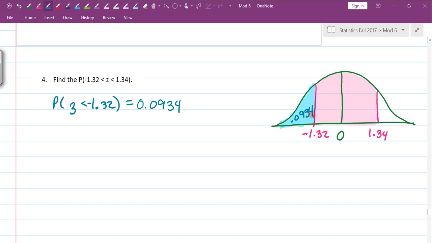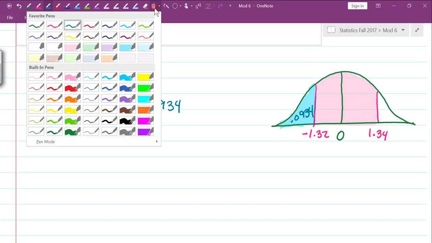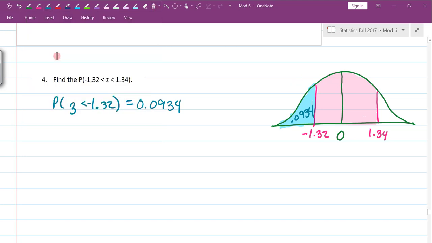I need to know this area in here. So now if I look up the area for 1.34, that would give me this whole area. And then if I deduct this, what do I have left? The area in the pink. So let's choose another color for over here. We'll use brown. I think sometimes that contrasts okay. So now we're going to look up the probability that z is less than positive 1.34, and that will give me this whole area that I highlighted there in the brown. So positive 1.34.